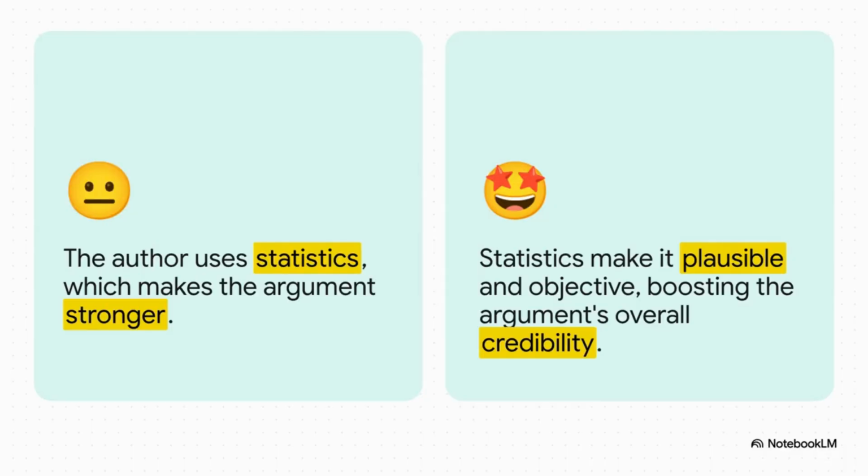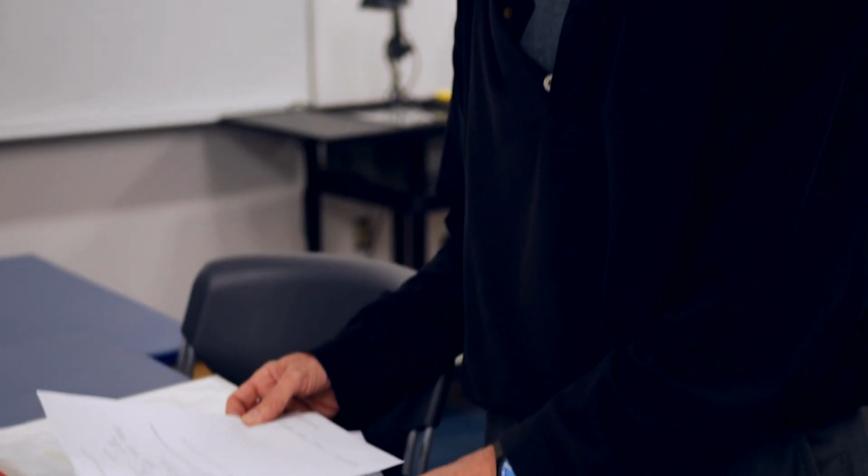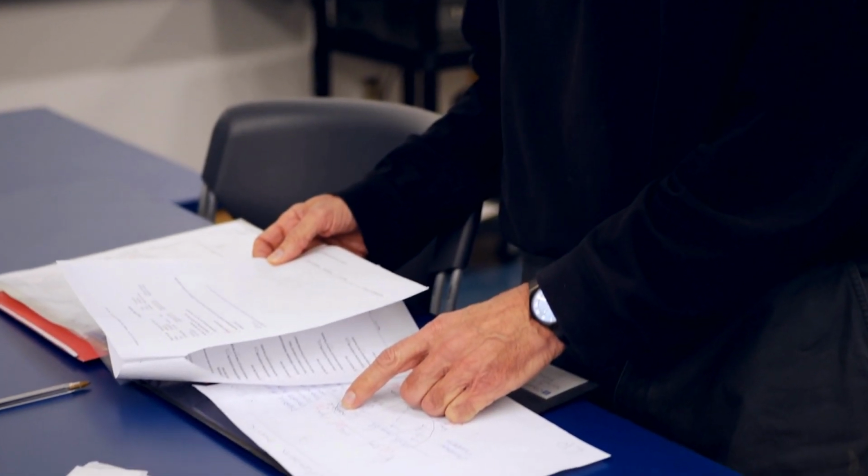So here's what that looks like in the real world. The example on the left is fine. It's okay. It identifies the statistics and says they make the argument stronger. But the example on the right, that's where the A grade lives. It explains why. It makes the argument more plausible, it gives an objective idea, and ultimately it strengthens the argument's credibility. That, my friends, is true evaluation.